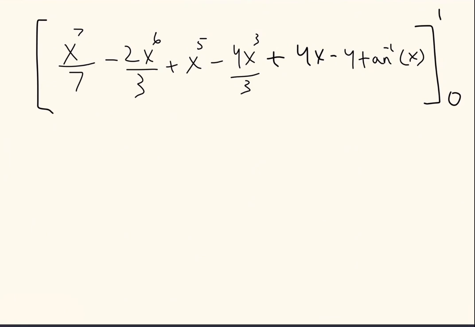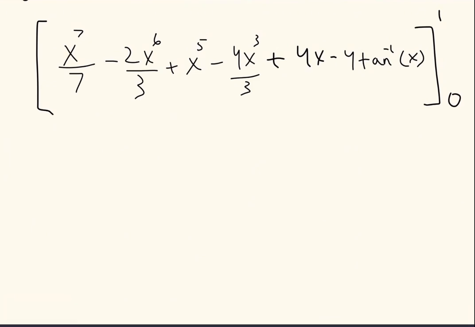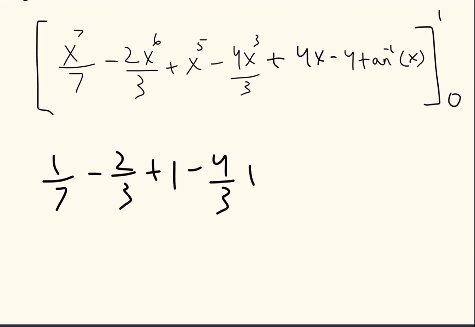So 1 to the power 7 over 7 is just equal to 1 divided by 7 minus 2 over 3 plus 1 minus 4 over 3 plus 4. And now we're gonna stumble on another tricky problem.